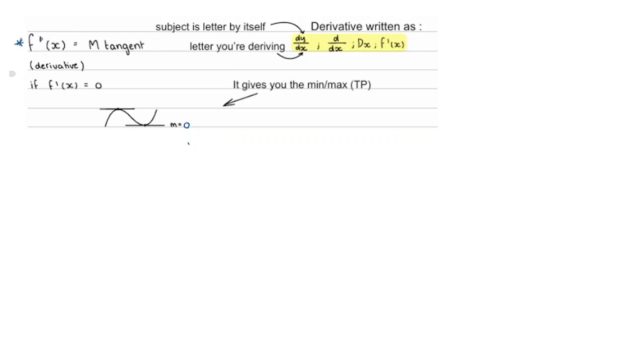With a little dash, looks like a 1, that represents I'm doing the derivative. And so when I do the derivative, what is that giving me? It's giving me the gradient of the tangent. If I make that gradient 0, like you can see in this graph here, then that only happens at the stationary points. So that's where I could find the max or the min.